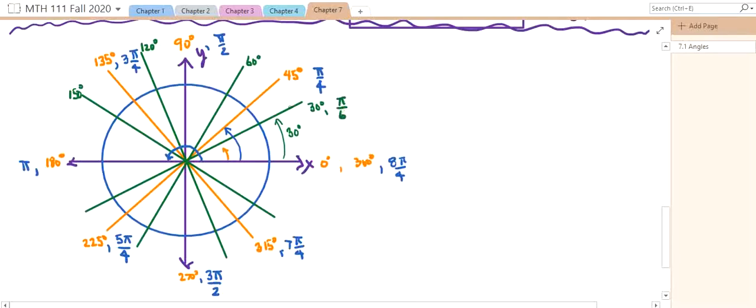So pi over 6 is this first one, 2 pi over 6, or pi over 3, is the second one. If we add another one, we get 3 pi over 6, or pi over 2 again. And then coming over here, if you continue on, this is 2 pi over 3. This one is 5 pi over 6. And again, we get here to pi.